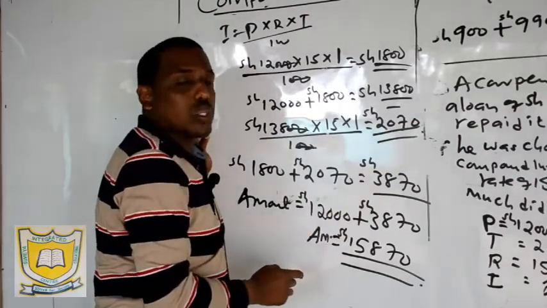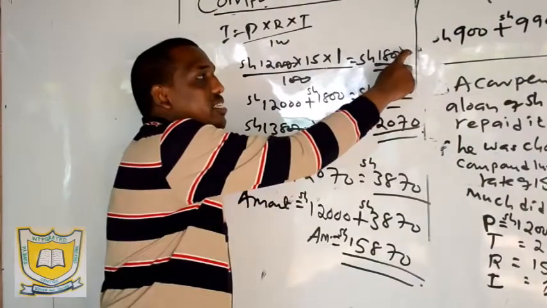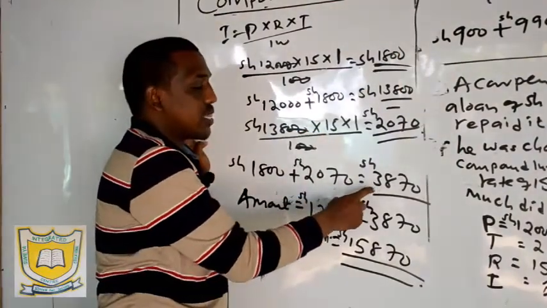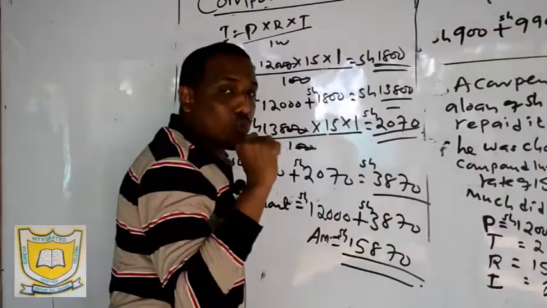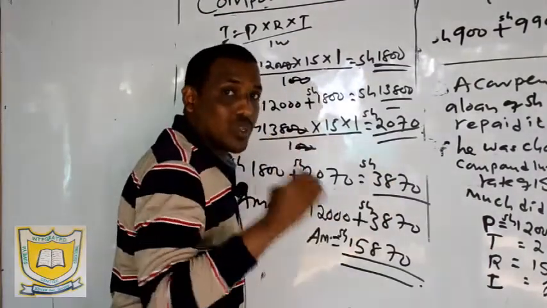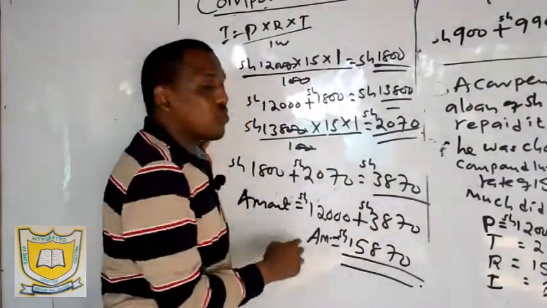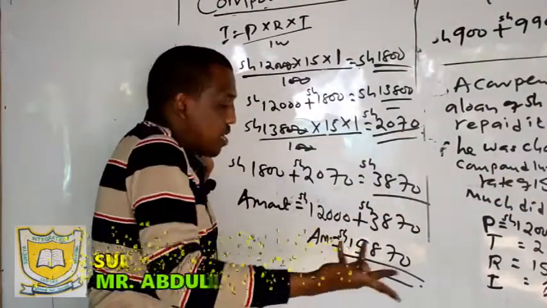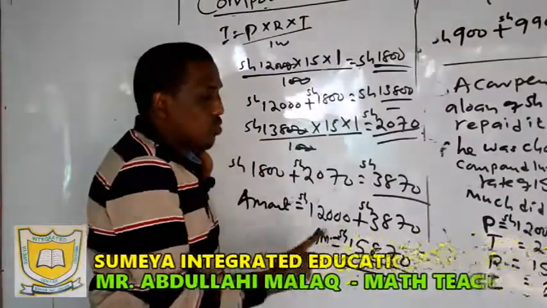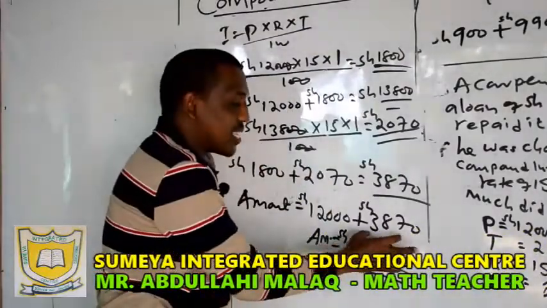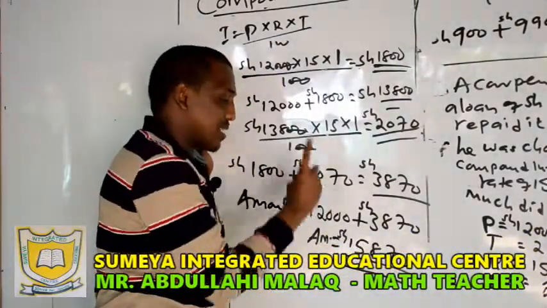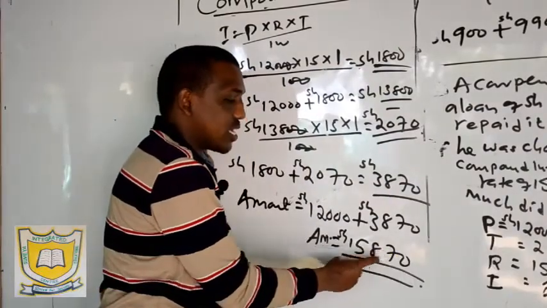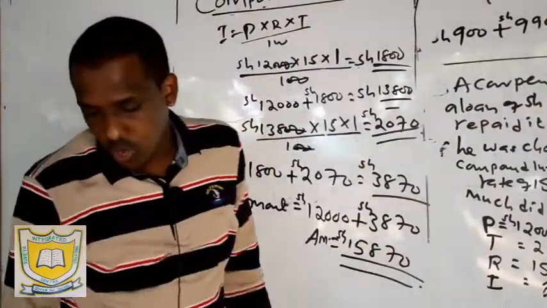What do you do now to get the compound interest? You add the first year interest 1800 plus 2070, you will get 3,870. That is the compound interest. But the question is not asking compound interest. What they're asking is the amount, because they are told how much did he pay? Did he pay back? So what do you do? That's the amount. So you add the compound interest, which is 3,870, plus the former principal 12,000. What you get is 15,870. That is how we get it.